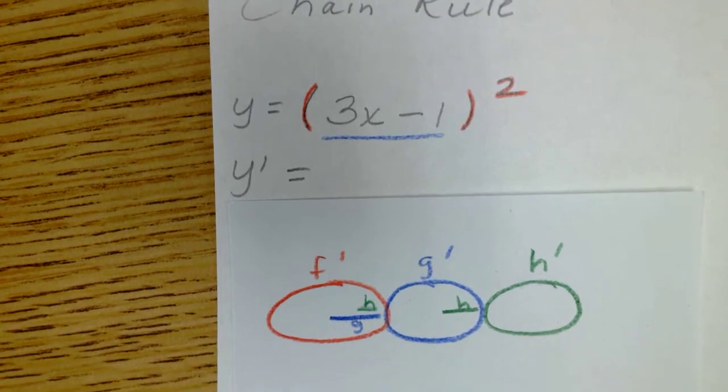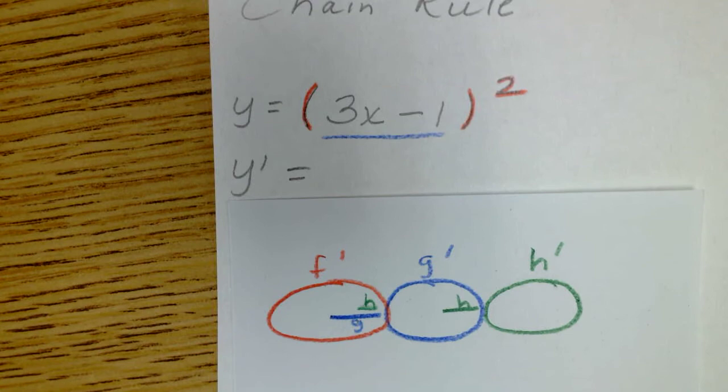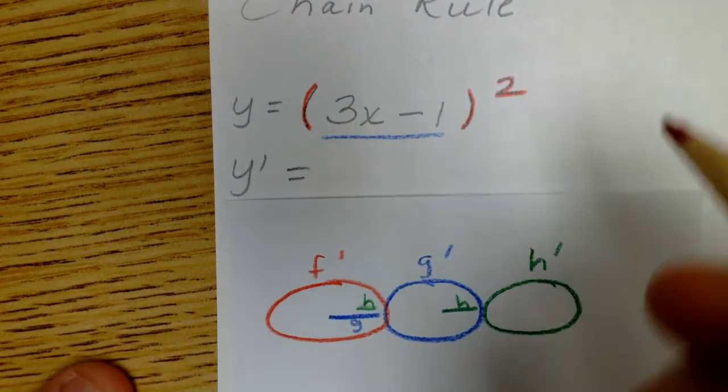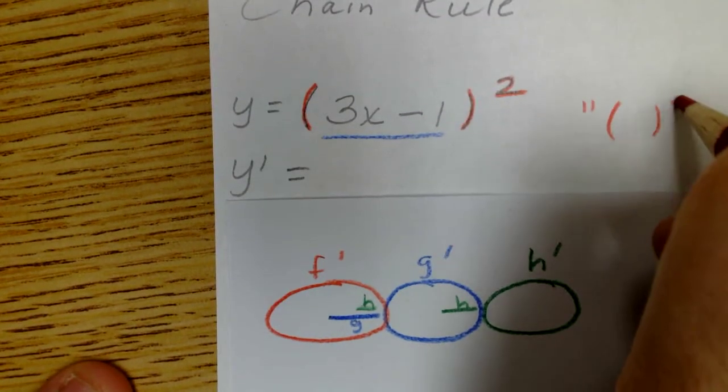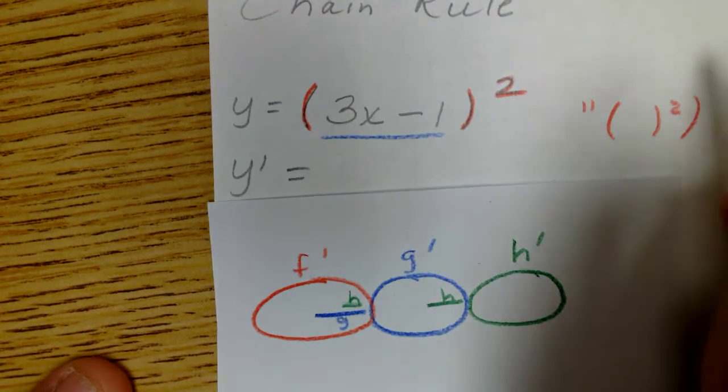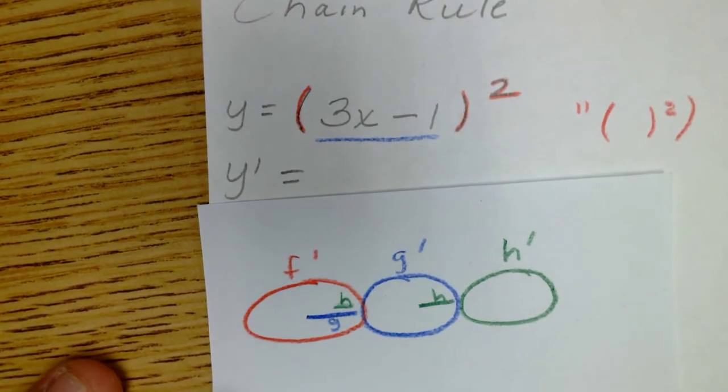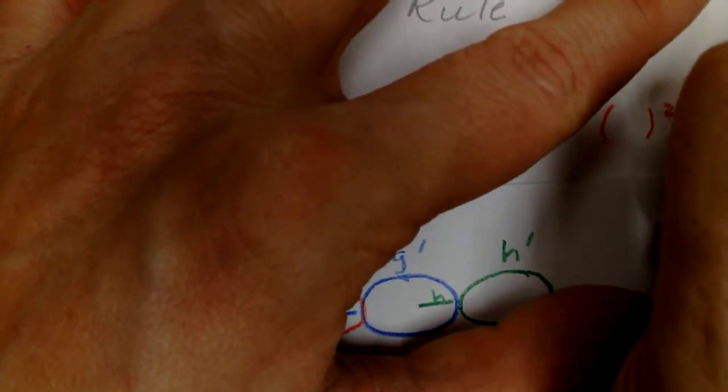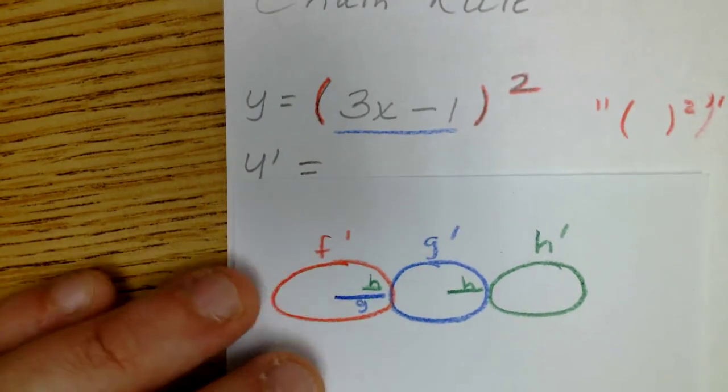So now, if I have a function on quantity squared, right? Over here, I'm going to put this in quotes: quantity squared. How do you take the derivative of anything to the second power? What's the rule? The power rule tells us to do what?